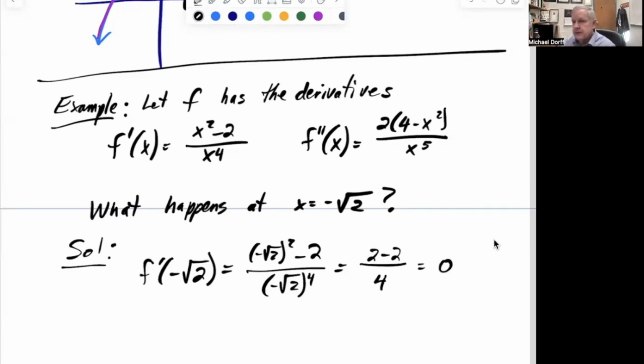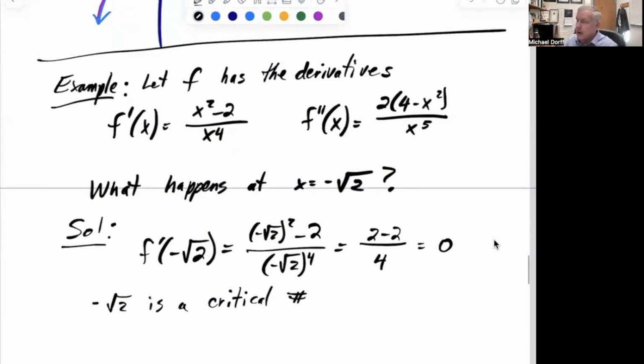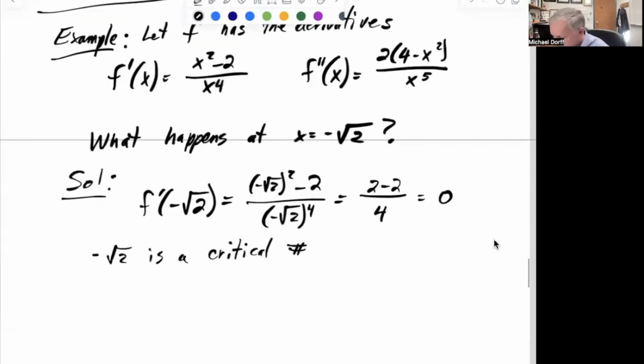So if the first derivative equals 0, what does that mean? Well, that means negative square root of 2 is a critical number. Is it a local max or min? I don't have enough information to know yet. It could be a local max, it could be a local min, it could be an inflection point. All right, so I need to know what happens at the second derivative. So let's look at the second derivative at negative square root of 2.